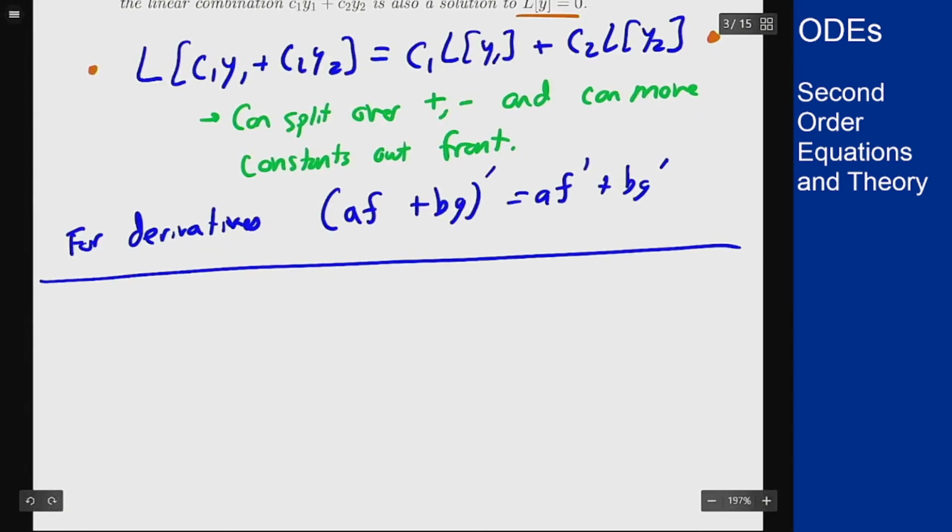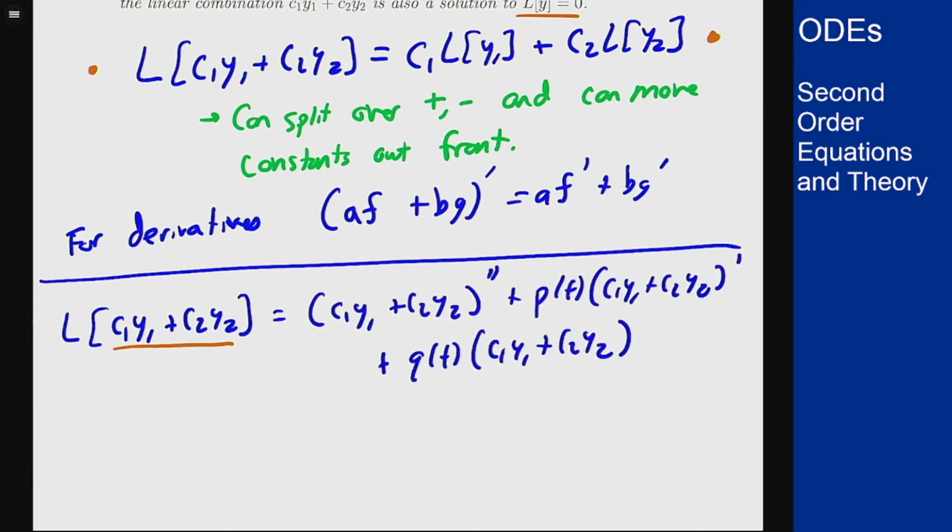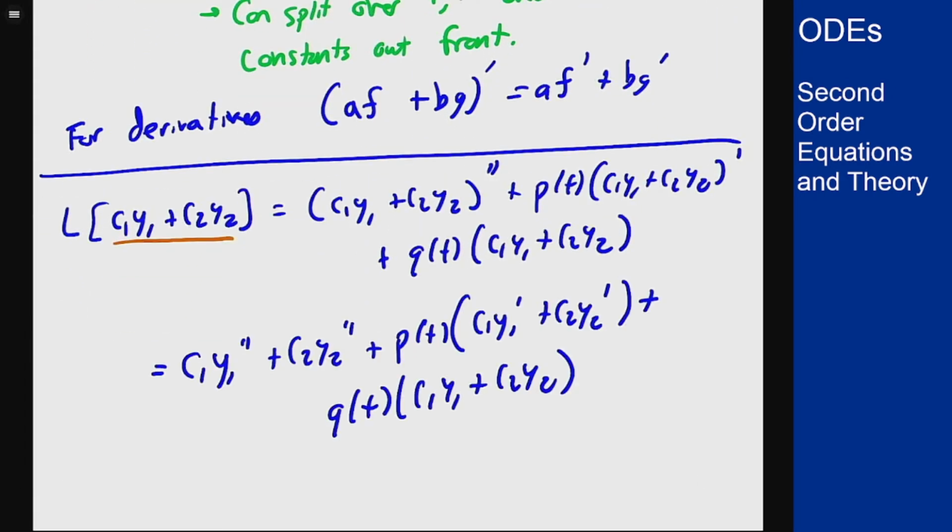L of c1y1 plus c2y2 basically means I want to plug this combined function into my differential equation. If I do that, I can write this out by plugging in c1y1 plus c2y2 wherever I see a y. Now, because derivatives are linear, like in the argument above, the derivatives will go inside to land on the y functions and leave the c's alone. So I can now put the derivatives through in the appropriate sense to get this.